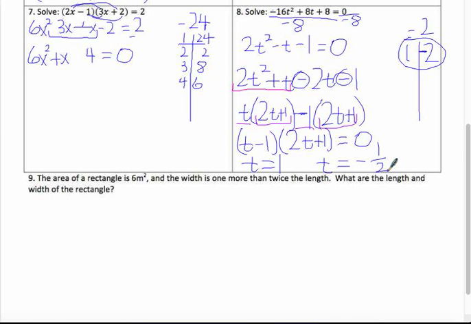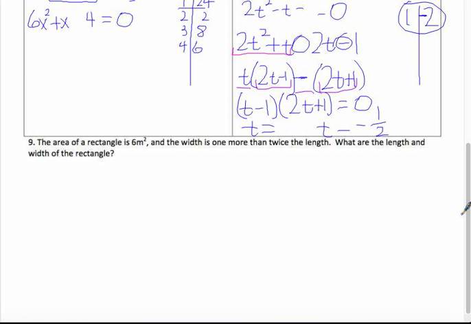So the area of a rectangle is 6 square meters, and the width is 1 more than twice the length. So that means, first of all, we know area is length times width. So length times width is 6. And the width is 1 more than twice the length. So that means W equals 2L plus 1.